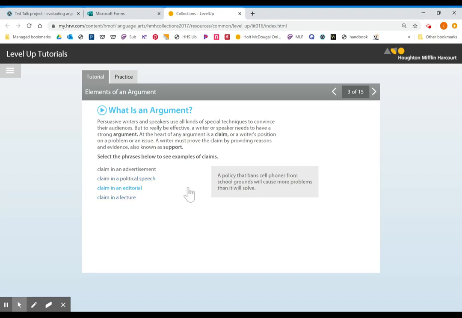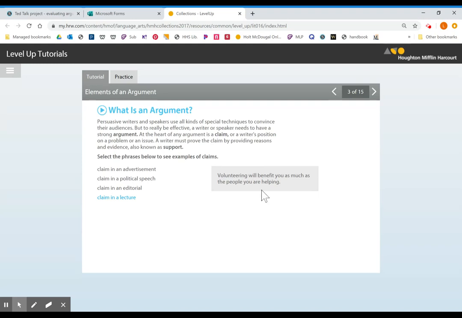A claim in an editorial: A policy that bans cell phones from school grounds will cause more problems than it will solve. The claim here is that we should not ban cell phones, right? It's not going to be positive. It's going to cause more problems, actually. So that would be this person's claim, and then in the rest of their argument, they would have to talk about why that is true, give support, and explain why their claim is right.